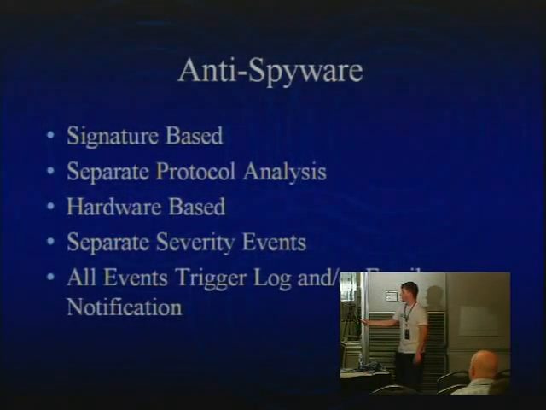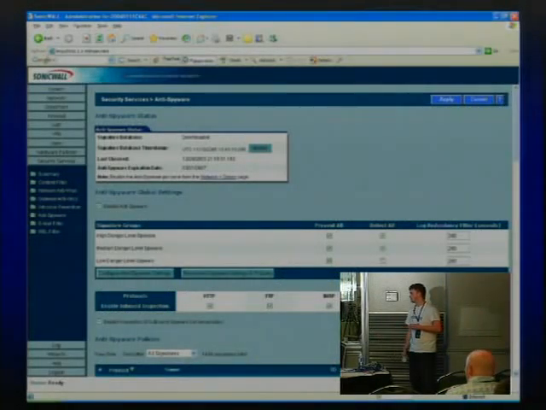The anti-spyware. It's just like the antivirus, but it uses spyware signatures. Everything triggers a log, and you can set it to trigger an email. So if something comes through, you can get email notification or just throw it on the log. SonicWall was one of the first companies to come up with hardware-based spyware detection. So, just prevent, detect is the same.